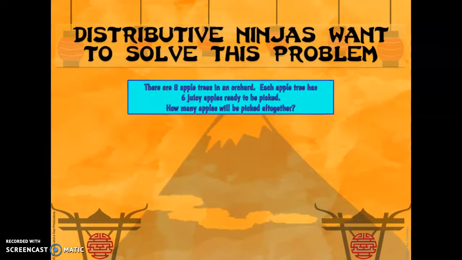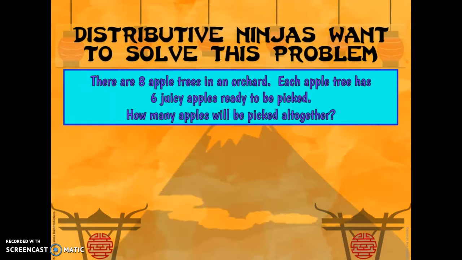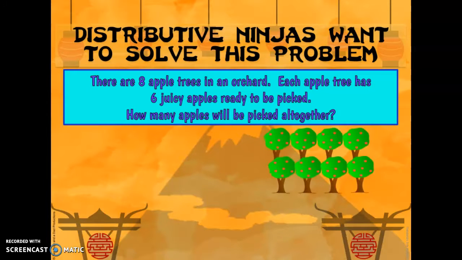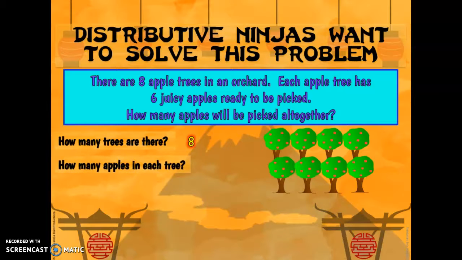So let's solve this problem. There are 8 apple trees in an orchard. Each apple tree has 6 juicy apples ready to be picked. How many apples will be picked all together? Now, how many trees do you see? Yes, there's 8. How many apples are on each tree? So we can go and just count the apples on the tree. And if my eyes don't deceive me, there are 6 apples.